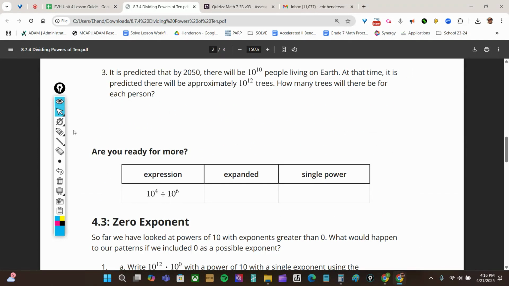All right, it is predicted that by 2050 there will be 10 to the 10 people living on Earth. At that time, it is predicted there will be 10 to the 12 trees. How many trees will there be for each person? Okay, so trees per person. They're looking for trees per person.